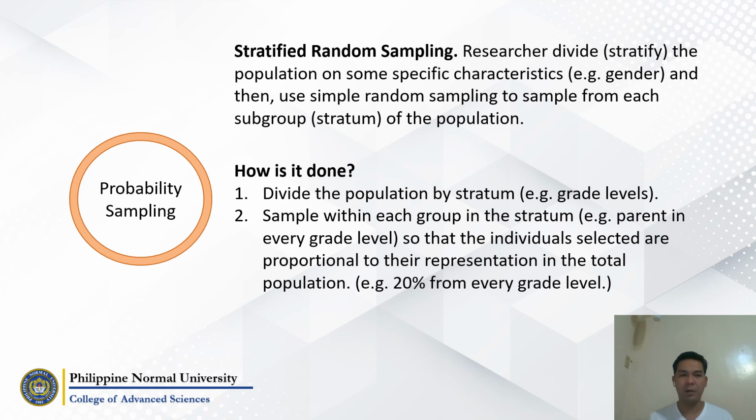No? So like for example, in grade 1, you have 30 and you are going to get only the 20% of the 30, in grade 2, in grade 3, so on and so forth, considering the number of samples that you are targeting and also the stratum that you identified.